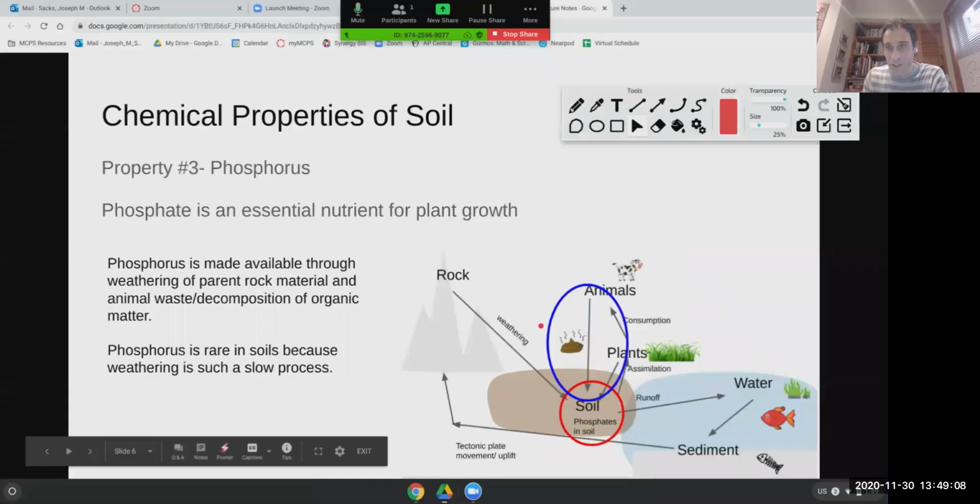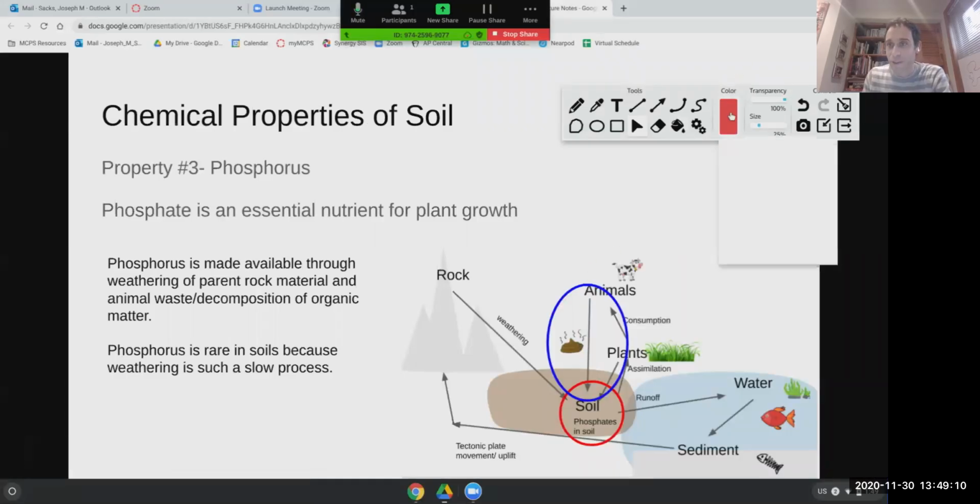And the decomposition of plants, because all living things also have phosphate in them, and so waste has phosphate in it, and decomposition will replenish phosphorus into the soil. Sorry, I just wanted to add this circle right here because that's what's going to be adding phosphorus to the soil, also that weathering. But again, phosphorus is rare because weathering is slow.